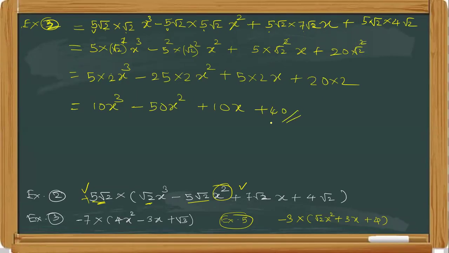I got 10x cube minus 50x square plus 10x minus 40. Why plus 40? Plus 40, okay. So the second example you solved correctly. Go for the third one now. Yes.